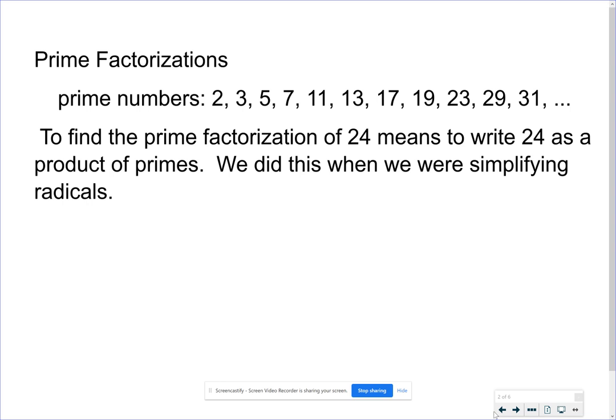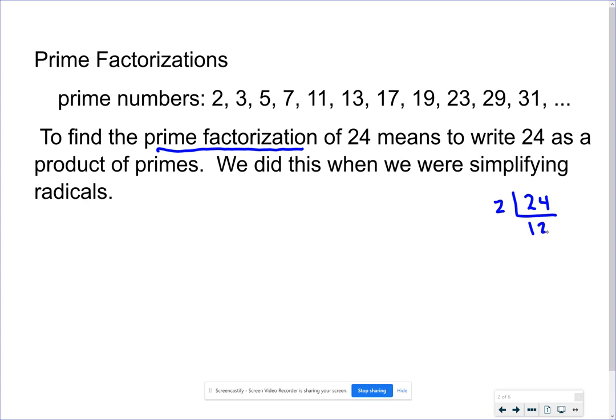So prime factorizations. Remember that the prime numbers are 2, 3, 5, 7, 11, 13, 17, and the list goes on forever. And when we are asked to do a prime factorization of a number, say we want to do the prime factorization of 24, that means to write 24 as a product of primes. We did this when we were simplifying radicals. And remember the process was we take the 24 and we find a prime that will divide into it. Well, it's even, so 2 will divide into it.